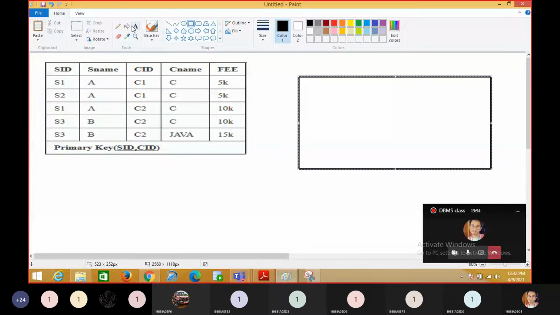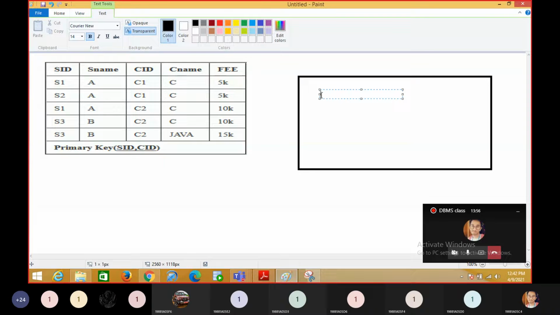Today we are going to discuss schema refinement. What is schema refinement? What is schema? Schema means the logical structure of a database.